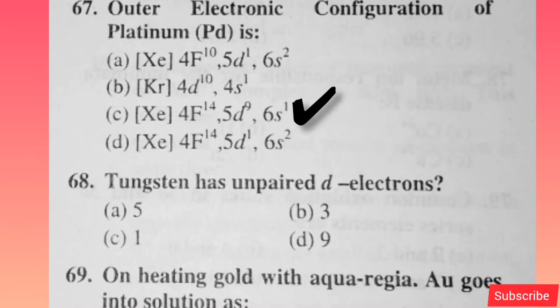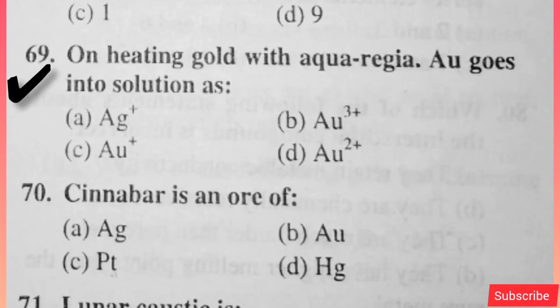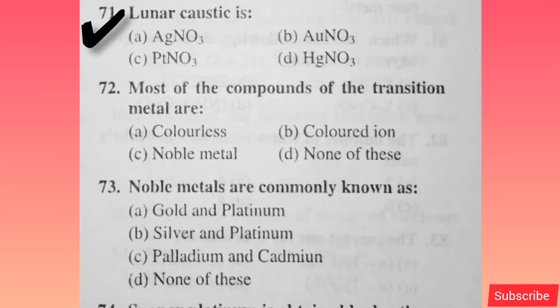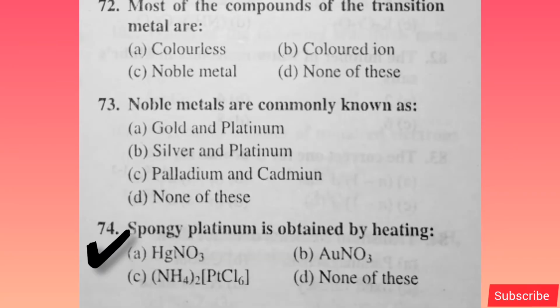Option C is correct. Tungsten has unpaired d electrons. Option A is correct. On heating gold with aqua regia, Au goes into solution as. Option B is correct. Cinnabar is an ore of. Option D is correct. Lunar caustic is. Option A is correct. Most of the compounds of the transition metals are. Option B is correct. Noble elements are commonly known as gold and platinum. Option A is correct. Spongy platinum is obtained by heating.